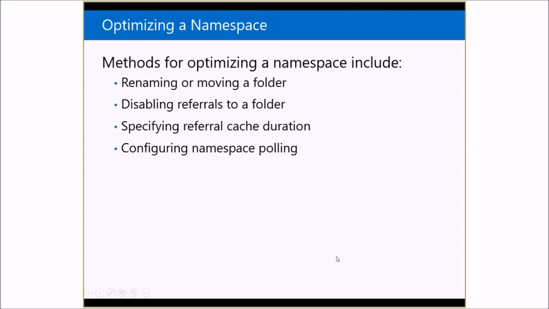Optimizing a namespace. Methods for optimizing a namespace include renaming or moving a folder, disabling a referral to a folder, specifying a referral cache duration, and configuring namespace polling. Okay, so these are some tasks you could do after the fact to make it run better.